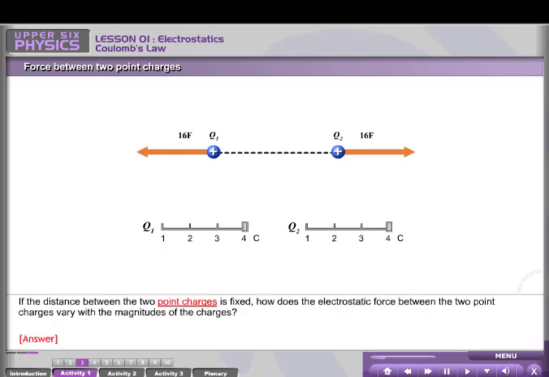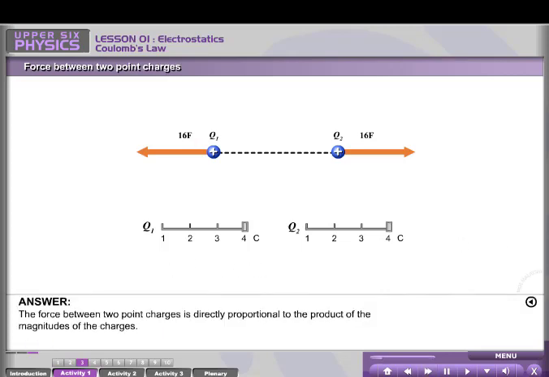If the distance between the 2 point charges is fixed, how does the electrostatic force between the 2 point charges vary with the magnitudes of the charges? Answer: the force between 2 point charges is directly proportional to the product of the magnitudes of the charges.